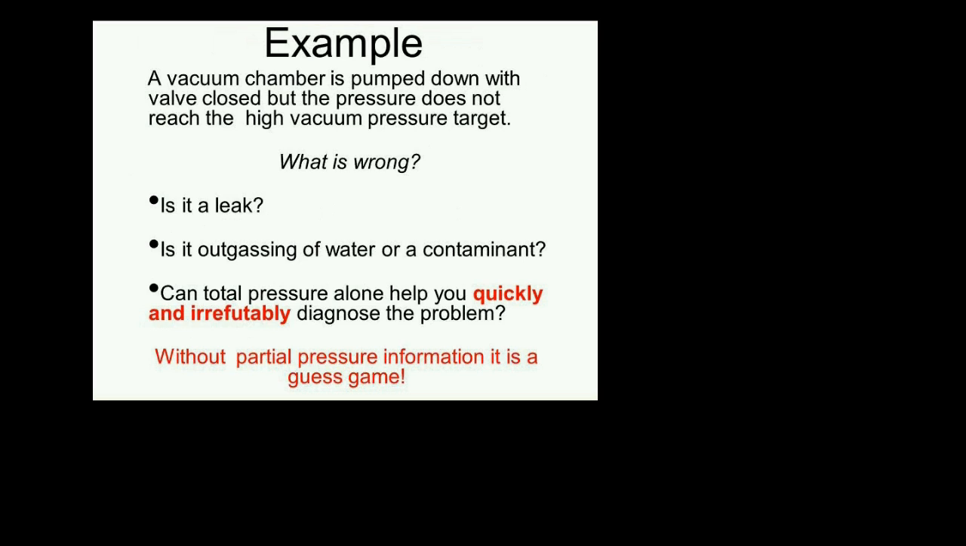And the question we ask ourselves is, what is wrong, right? What is wrong in this system? Well, then we start asking ourselves questions. Is it a leak? Is the system leaking air from the outside and that's not allowing me to pump down? Am I outgassing water, or did I leave a screwdriver inside the vacuum system that is outgassing contaminants?